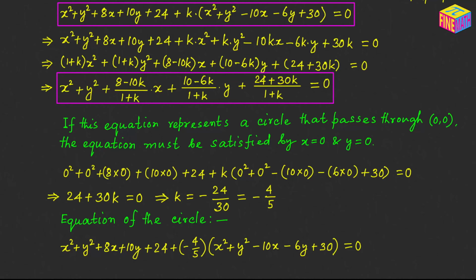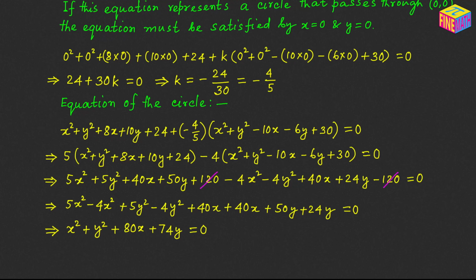So the equation of the circle can be written like this. All I have done is I have used that specific value of k in the first form of the general equation of the family of circles. And then we are going to simplify this. Finally, we get the equation of the circle. I have noted the steps here. You can clearly see it. It's pretty easy. Finally, we get the equation of that specific circle that passes through the origin. And that equation is x squared plus y squared plus 80x plus 74y equals 0. And that is the answer to the second question in this example.